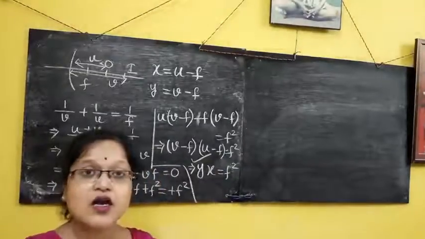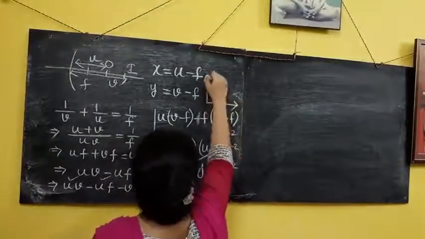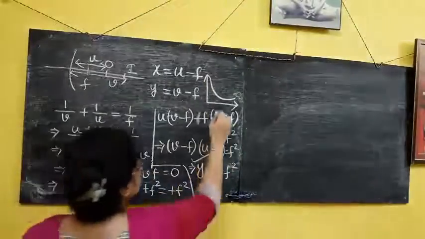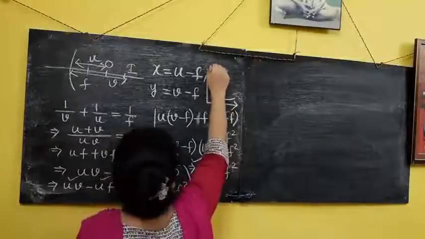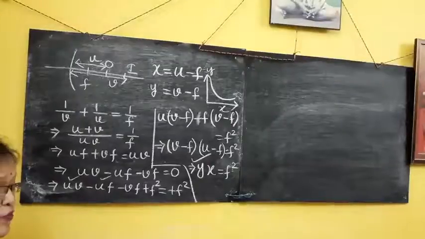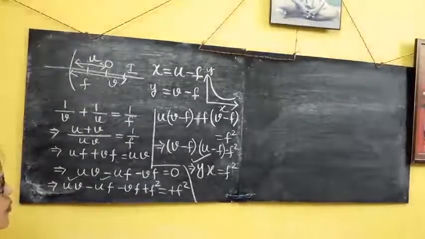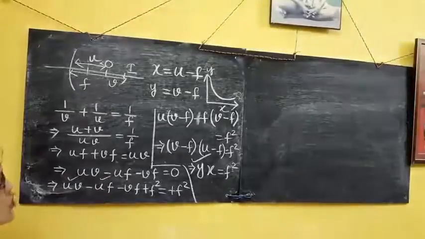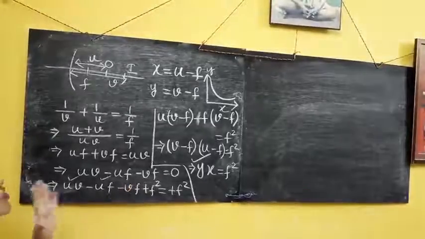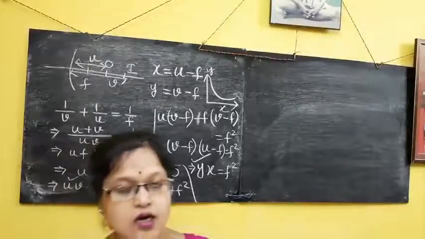which is the rectangular hyperbola equation. Means the graph will be like this. Clear? Rectangular hyperbola equation means x and y, u and v. See, in the lab whenever you do the experiment, you plot u versus v or x versus y, you will get a rectangular hyperbola. But when we are doing the experiment in the lab, we will always verify with this Newton's formula. Clear? This is all about that syllabus.